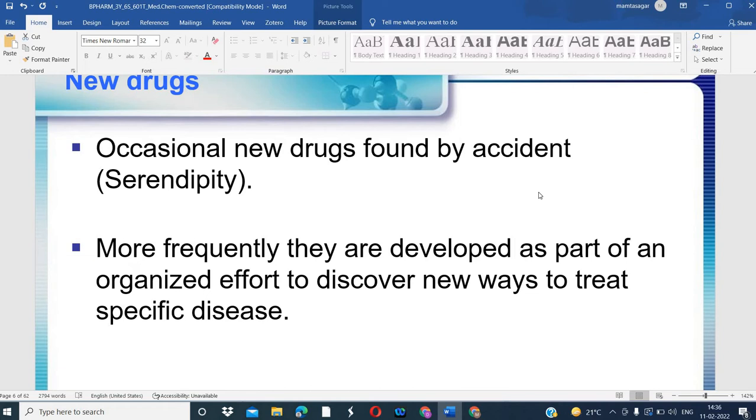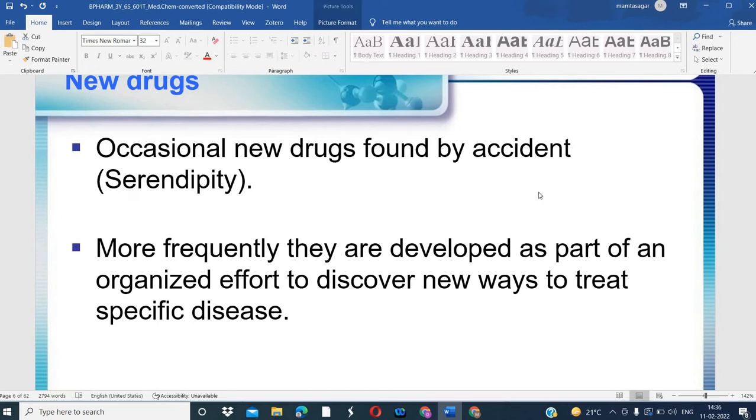So occasionally new drugs are found by accident. It happens. It's how tribal people treat their diseases. They don't go to hospitals, but they know how to treat disease. Occasionally they visit the hospital. They cure their diseases, and they treat deep wounds also. Understood? What is serendipity? By chance we found the drug. More frequently, drugs are developed as part of an organized effort, meaning a lot of people work to find the drug.